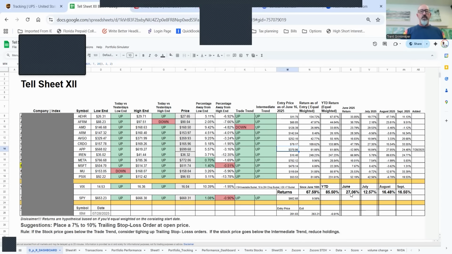Here's the risk of this portfolio, and I'll just be upfront. It's 12 companies. So if you don't have a risk management process in place, you could get taken out to the woodshed.